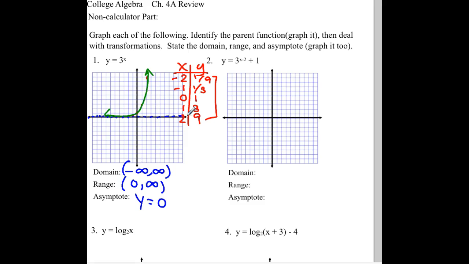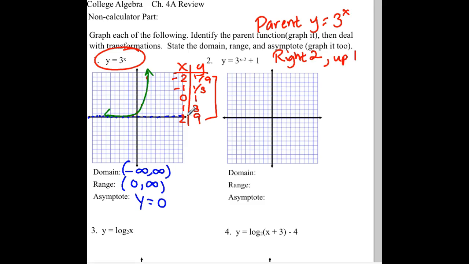Now our second equation uses the same parent function as we had in example 1. So we have y equals 3 to the x. Here we have y equals 3 to the x minus 2 plus 1. So we want to identify the transformations of that parent function, y equals 3 to the x. So the -2 here by the x is going to cause it to move right 2. And then the +1 at the end is going to cause it to go up 1.